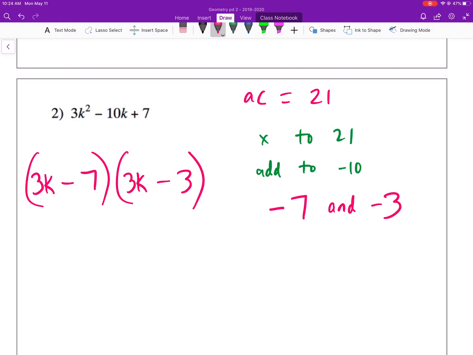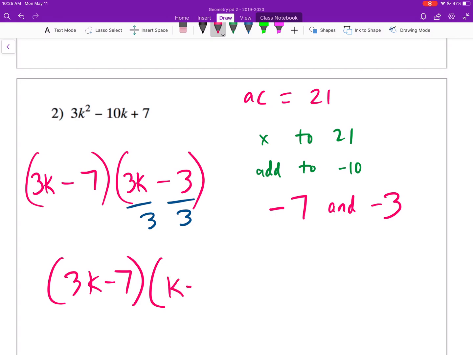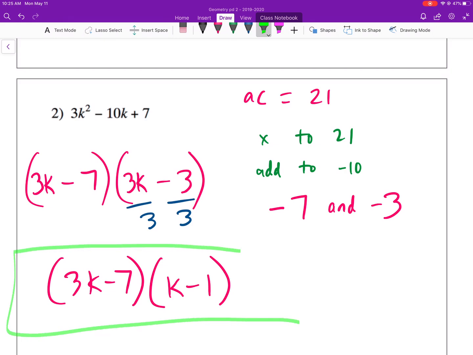The first binomial you cannot break down. 3k minus 7, can't break it down any further. 3k minus 3, you can break down. Divide both of those by 3. So we have 3k minus 7, and we have k minus 1. And you're done.